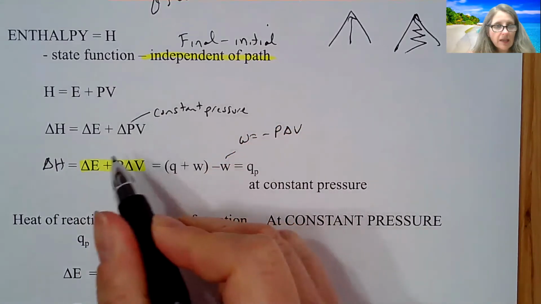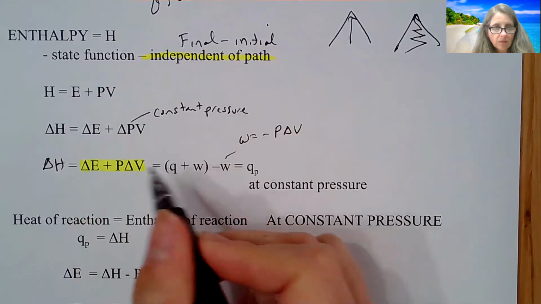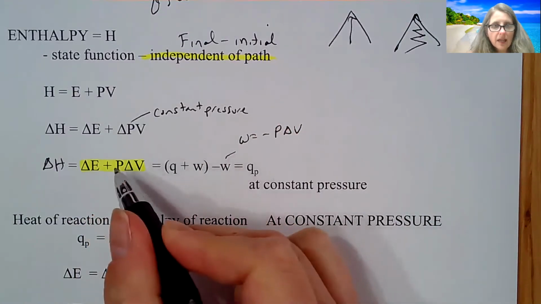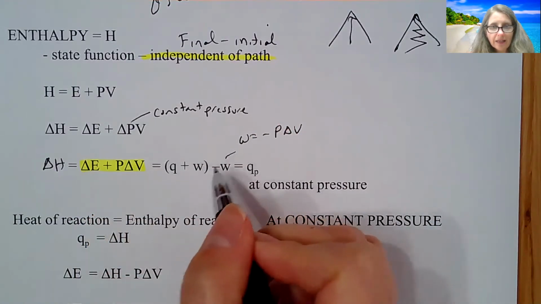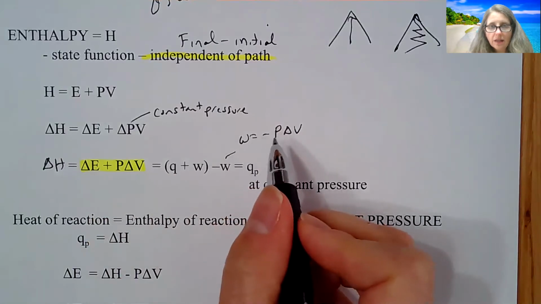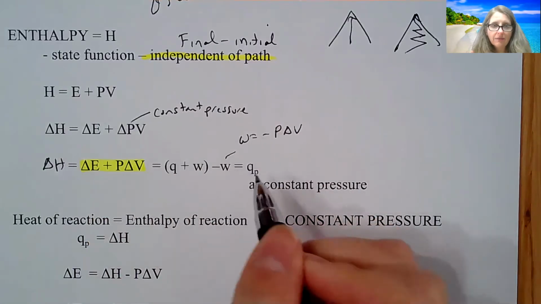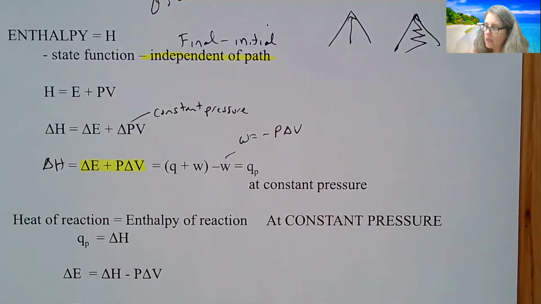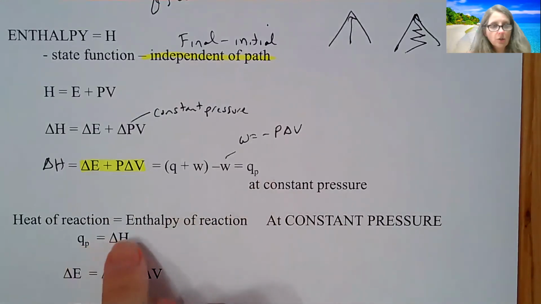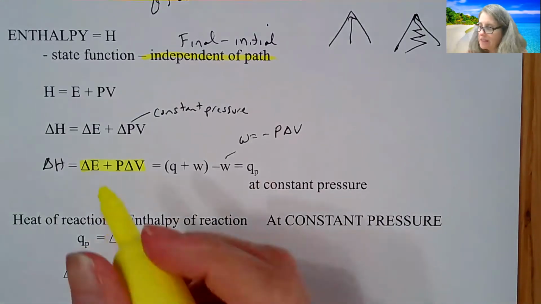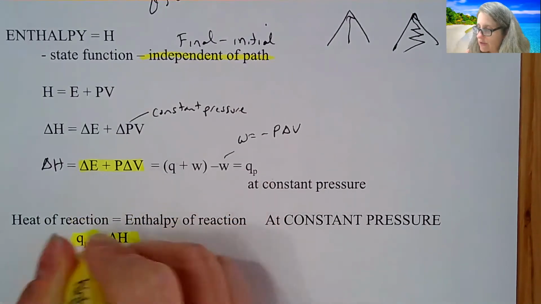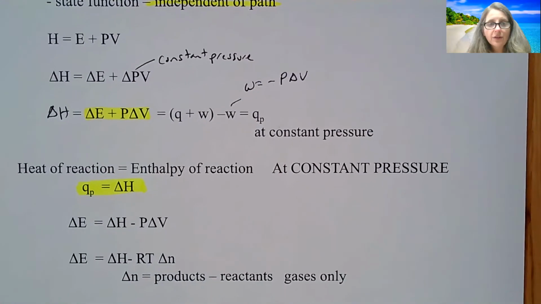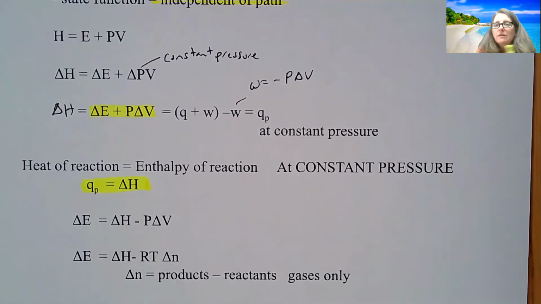So if I were to take E equals Q plus W, that's the value of E, and then I take my P delta V and make it negative because the definition is negative P delta V, I then have this relationship, okay? At constant pressure, Q_P is equal to the enthalpy of the reaction. So this is why in first year chemistry, we interchange these two. We kind of said, okay, here's delta H, here's Q, and you use them the same way.